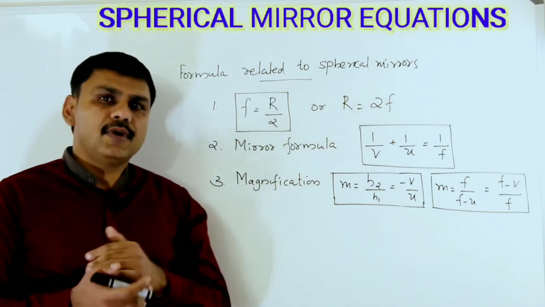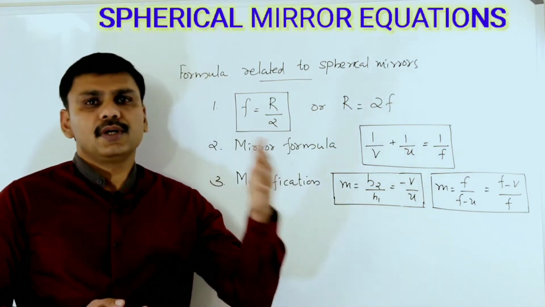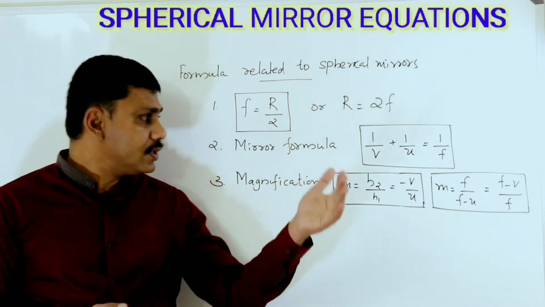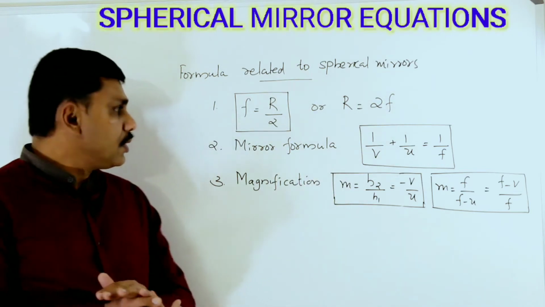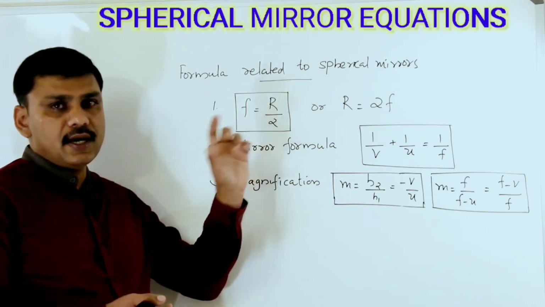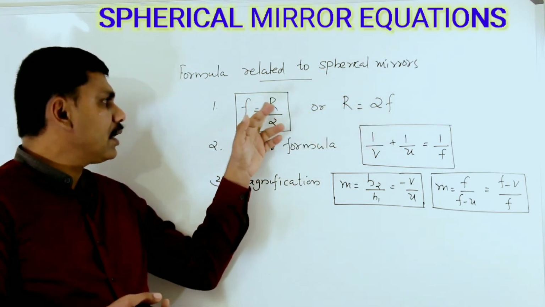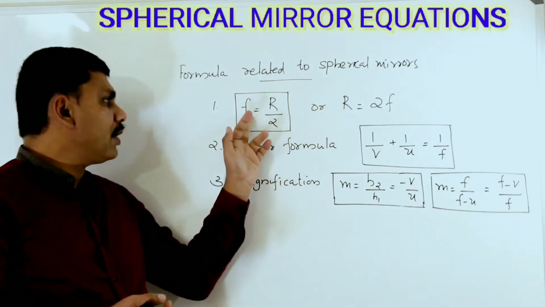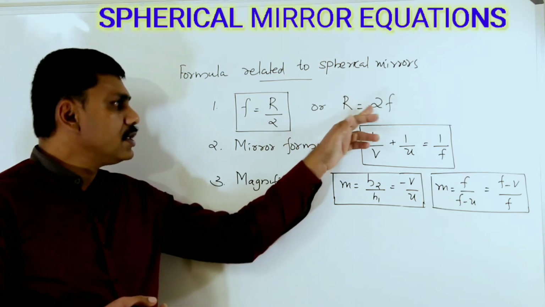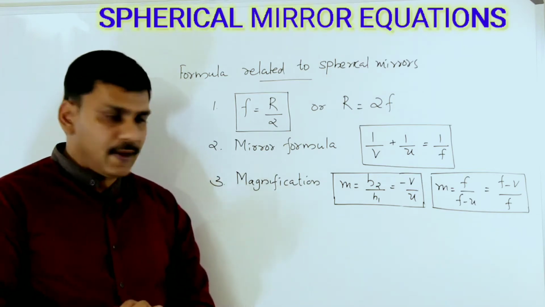So what do we mean by radius of curvature? It is the distance from the pole to the center of the sphere of the mirror. That distance is known as the radius of curvature. Radius of curvature is the radius of the sphere. So the relationship is: focal length is half of the radius of curvature, and radius of curvature is twice the focal length. So f equal to r by 2, or r equal to 2f.